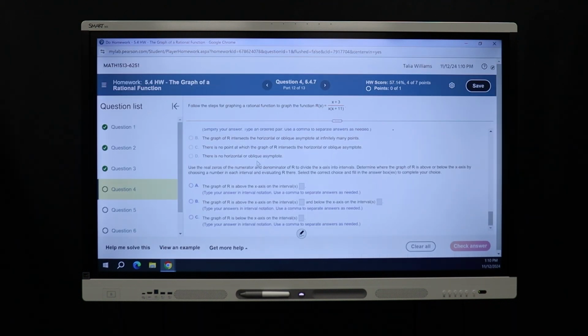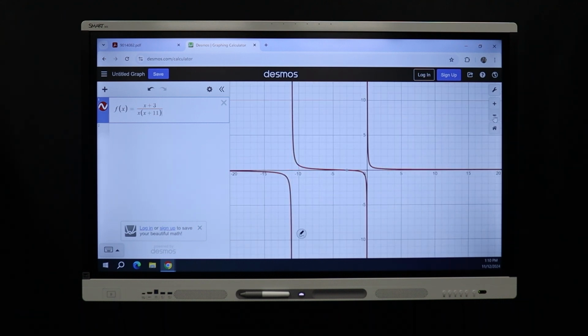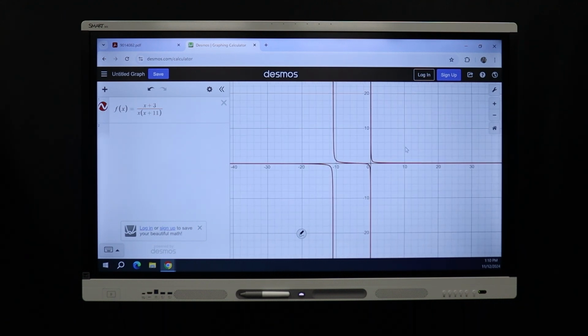Beautiful. Use the real zeros of the numerator and denominator of R to divide the x-axis into intervals. Determine whether the graph of R is above or below the x-axis by choosing a number in each interval and evaluating R there. Select the correct choice and fill in the answer boxes to complete your choice. So I'm showing you the graph. This is our full graph. They want us to split this graph into intervals.